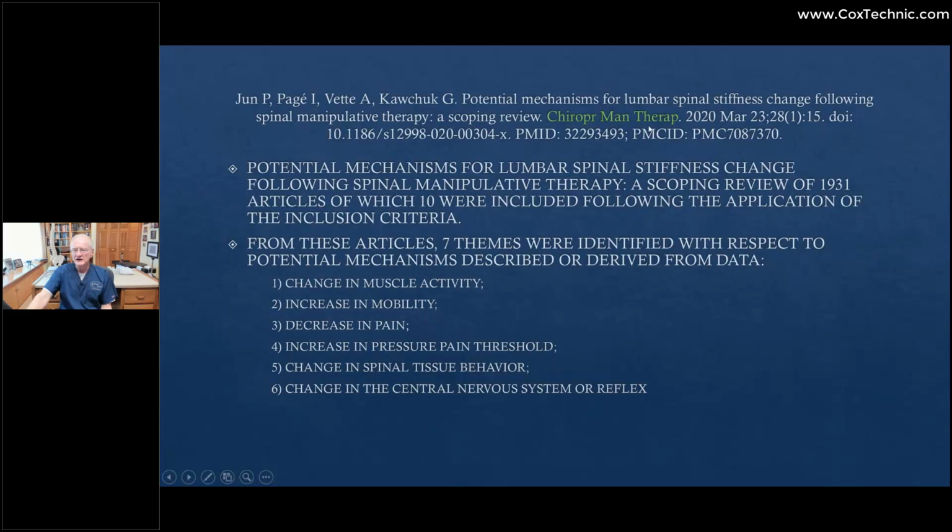So that when you and I are treating, and we look at the work of Jun that just came out a year ago in Chiropractic and Manual Therapies about the potential mechanisms of relieving spinal stiffness, that is increasing physiological range of motion, there are 7 themes that outline what must happen in the spine for a successful clinical outcome. Number 1, there are changes in muscle activity. That is, muscles like the multifidus will show greater strength, increase in mobility, greater range of motion, decreased pain, increase in the pain threshold, change in muscle tissue behavior, and afferentation.